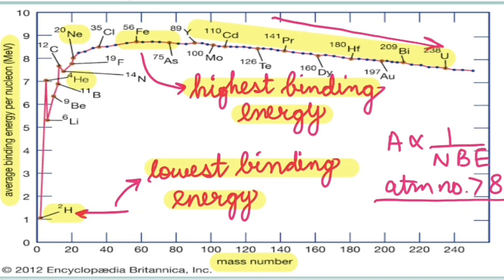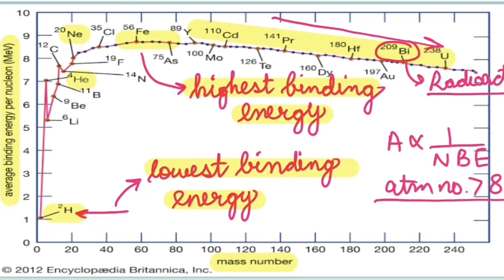Also, when we talk about those elements which have an atomic number greater than 80, you can see that the average binding energy per nucleon is decreasing, and the nuclei of these heavier atoms are behaving as radioactive. Like you can see for bismuth, it will be radioactive because its nuclear binding energy is now less.